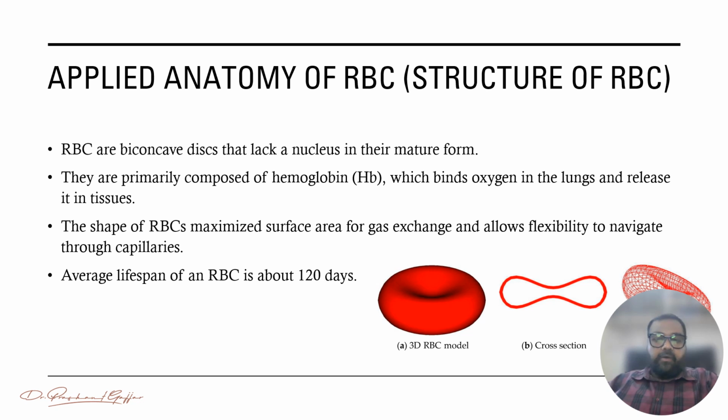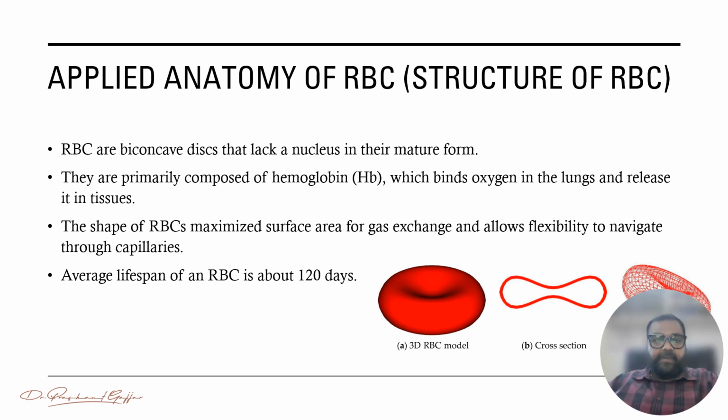Now let's see the applied anatomy of the RBC. What is the structure of the RBC? You already learned this in first BHMS, but let's recall, right? First, RBCs are biconcave discs that lack a nucleus in their mature form. There is no nucleus in the RBC. This is a cell with no nucleus inside it. Biconcave, like the button of your shirt.